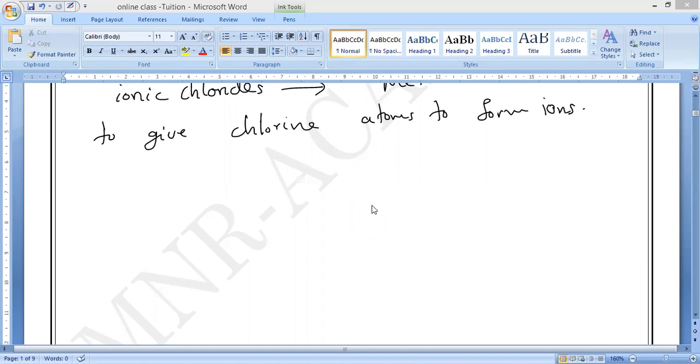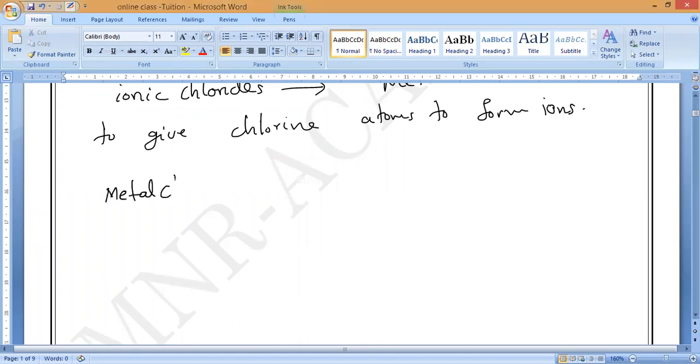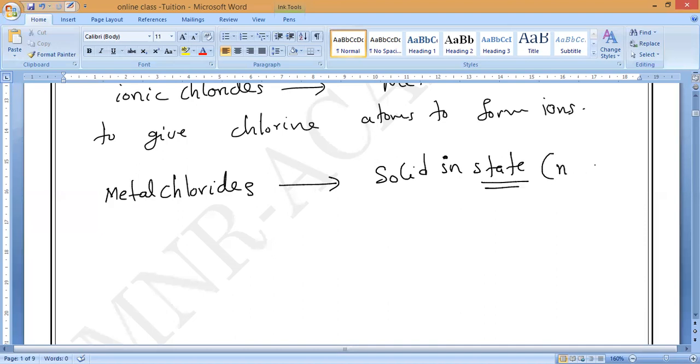Is it okay, yes or no? So that is why these metal chlorides are usually solid. All of you should remember that. So what is the state of metal chlorides? Solid in state, very, very important. But remember, they will conduct electricity only when they are in solution or molten state. In solid state they do not conduct electricity. Do you understand, guys?